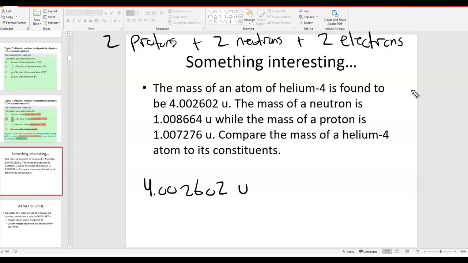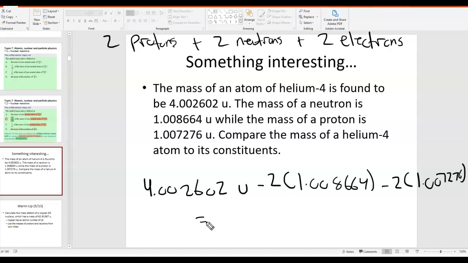All right, so let's compare this mass of the atom to the mass of 2 protons and 2 neutrons. Just ignore the mass of the electrons for now. If I take the mass of this atom, which I gave you, and I subtract 2 times 1.008664, and then I subtract the mass of 2 protons, I get a very small number. In fact, I actually get a negative number.